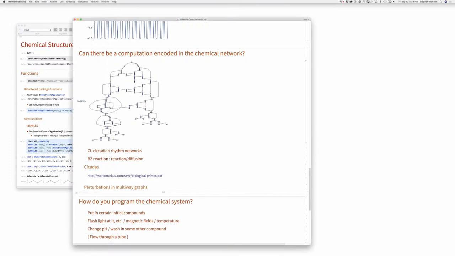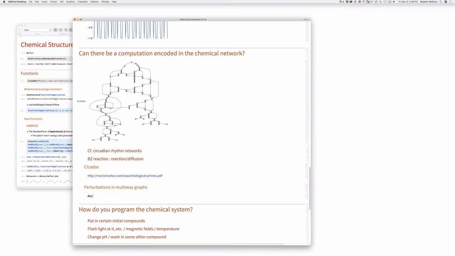And I think that's what we see in a random cellular automaton, for example. We're seeing computation happen by virtue of certain, for example, topologically stable objects interacting. So the question: are there topologically stable structures in multiway graphs? And I bet the answer is yes.